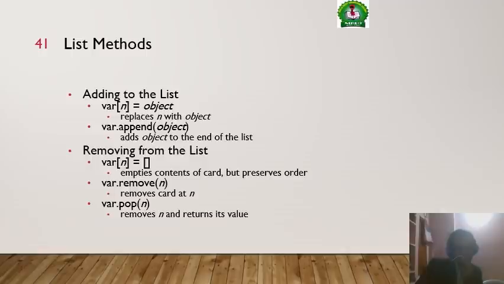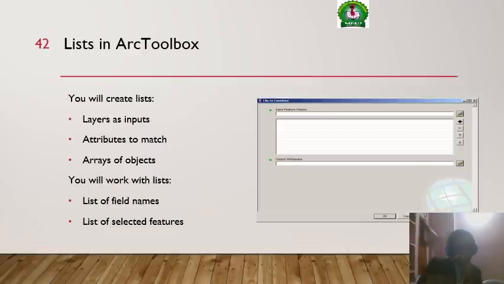Removing from the list: variable n is equal to open curly braces. Variable dot remove n removes the card from n, and variable dot pop means it removes n and returns its value. This is an ArcToolbox, which creates the list of layer inputs, attributes to match the attributes of objects.